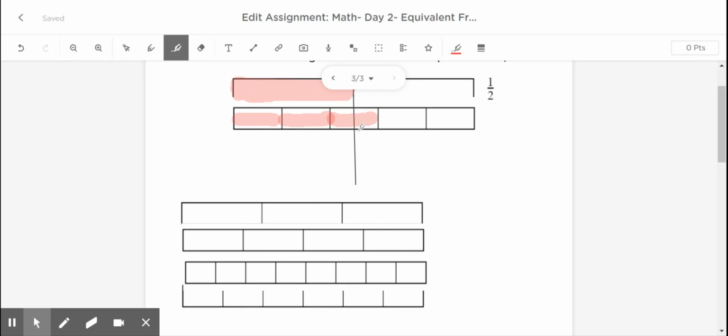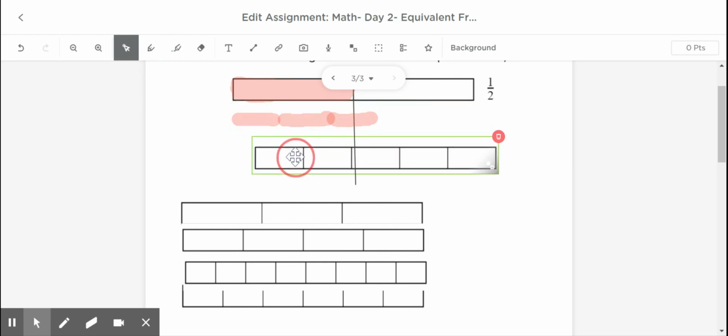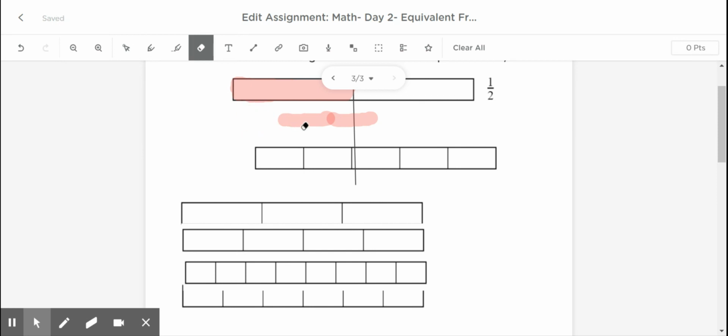I can't just stop halfway in the middle of something that I've divided. So fifths is not going to work. Fifths belongs kind of in the trash because it does not work. I have to go back and undo my highlighting. Okay, so fifths are not going to work.